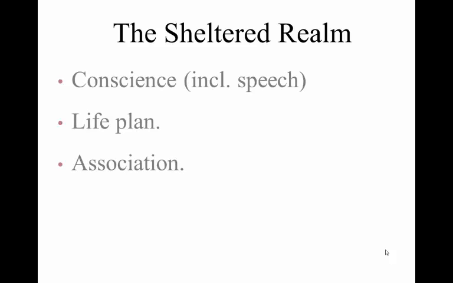Mill also introduces a phrase called the sheltered realm. This is the realm of your life that is protected by your autonomy. He says there are three elements to the sheltered realm. One is freedom of conscience, and this includes freedom of speech. This is basically your ability to think freely, to talk freely about any ideas. This includes freedom of religion.